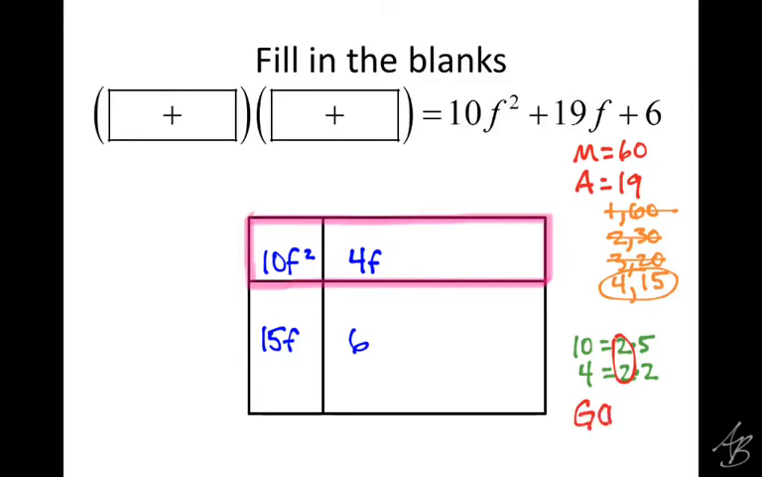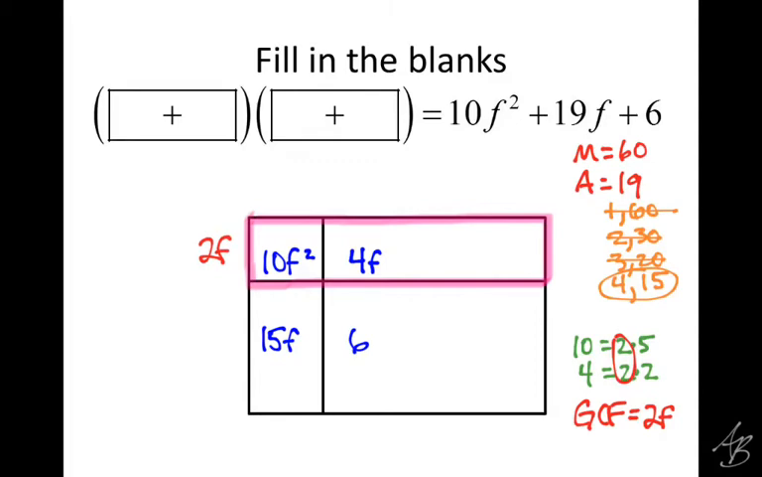And then what else do they have in common besides the 2? We're looking at the 10F squared and the 4F. Yeah, they have an F in common. So the GCF is going to be 2F. That's going to be the height of that row that we're looking at.